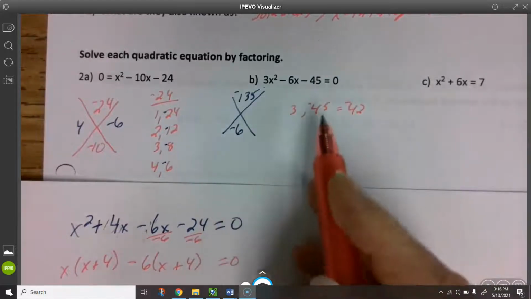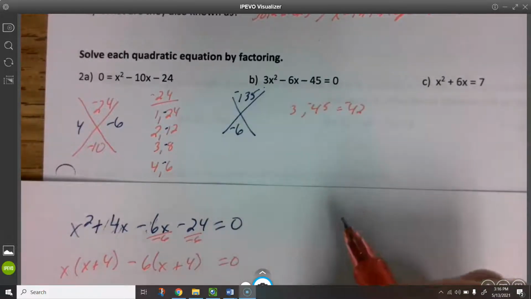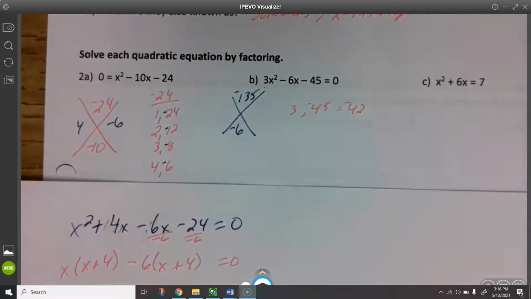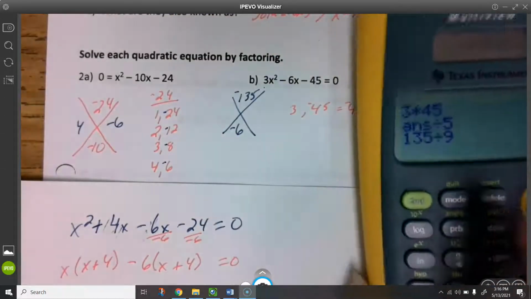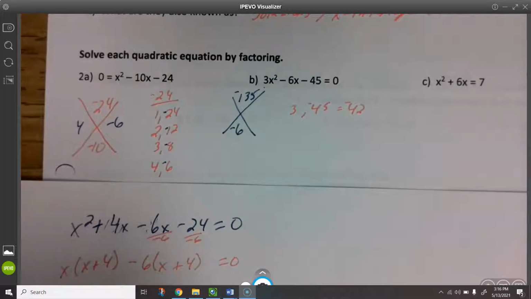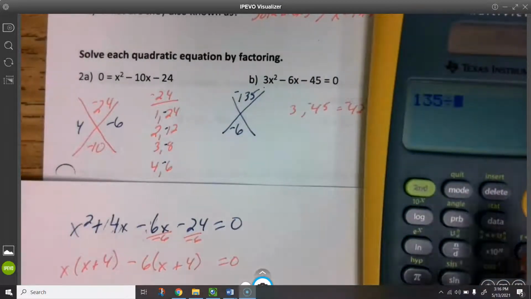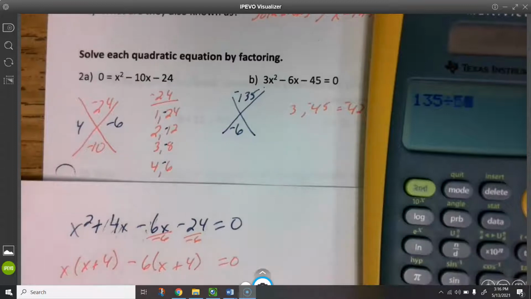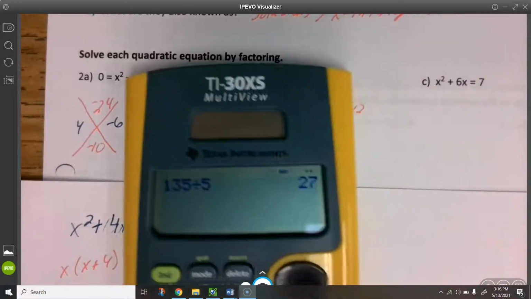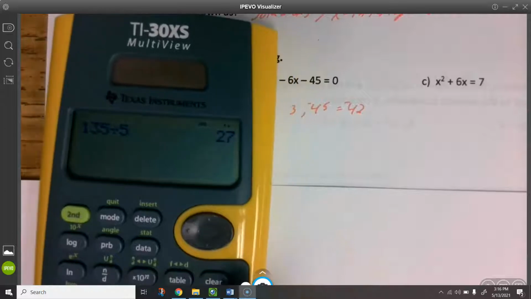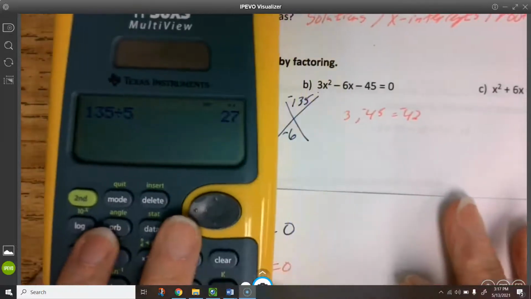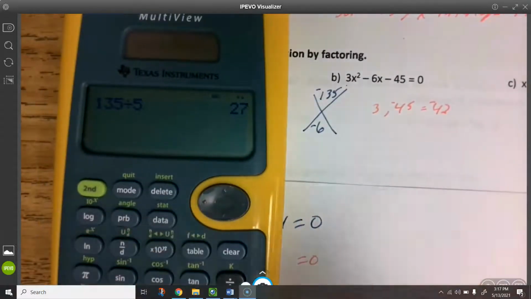So that just kind of gives you an idea of what's going to be positive, what's going to be negative, and then you go from there. So again, hopefully you're brave enough to try this on your own, you're going to take 135 and just start dividing it by stuff. So I divide it by 5. Well, that gave me 27. 27 minus 5 does not give me 6. Okay? So I know that's not it.